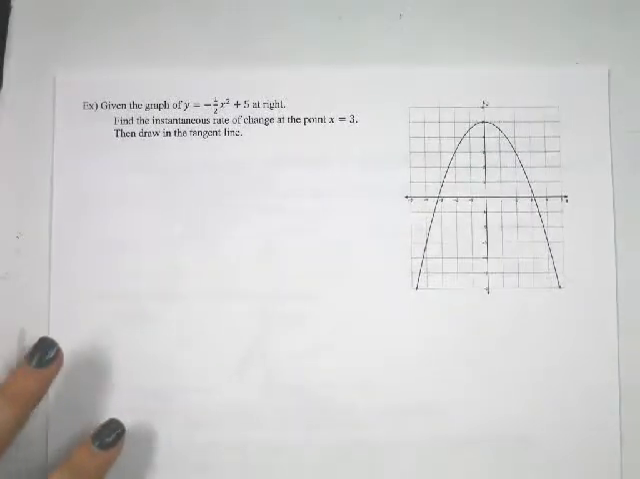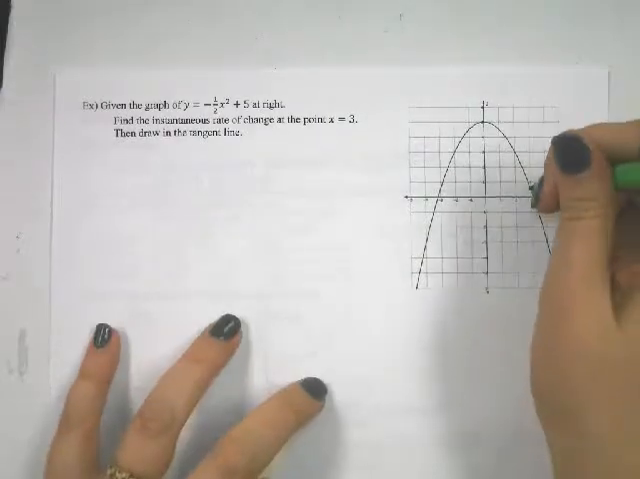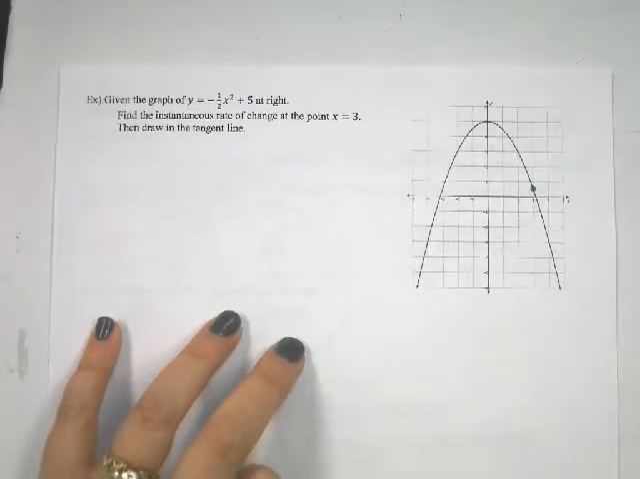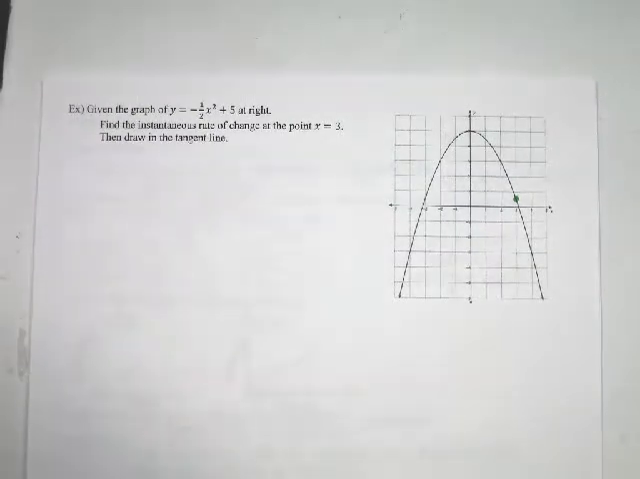It says, given the graph of y equals negative 1/2 x squared plus 5 at right, find the instantaneous rate of change at point 3. So point x equals 3 is there. Then draw in the tangent line. Okay, so I'm just going to use the calculator method.